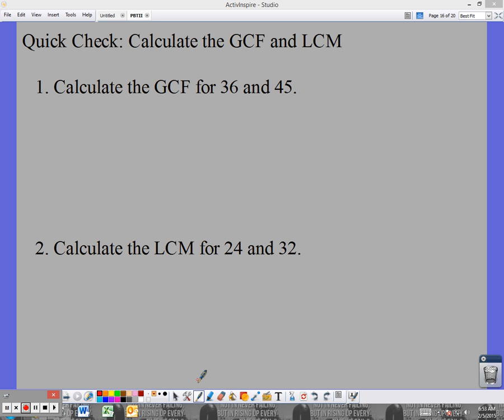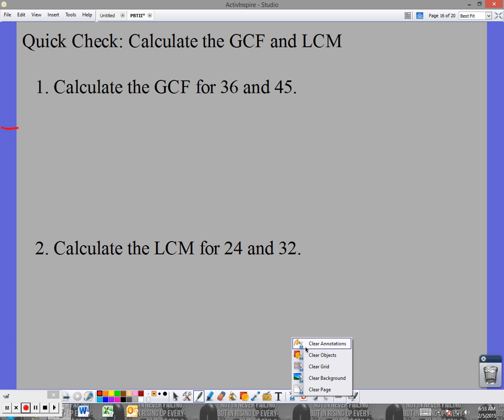Hello boys and girls, Mr. Giomini wanted to come to you with two different algorithms for finding the GCF and LCM of two or more numbers. The first algorithm I'll use, that I've used in class, deals with prime factorization. And to deal with prime factorization, it's important I know the factors of numbers. So let's take 36 and 45.